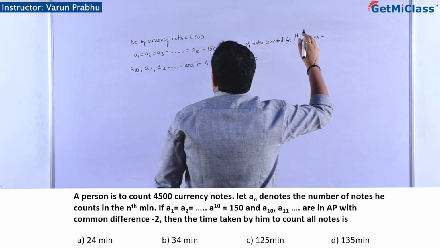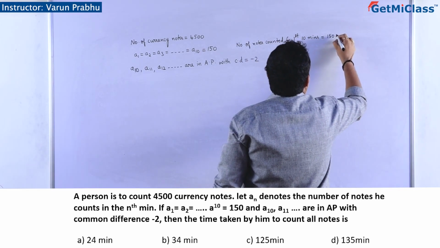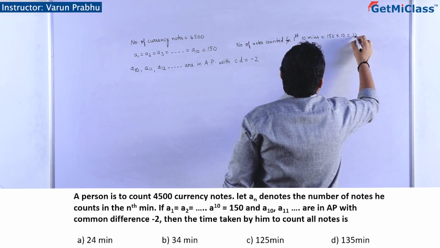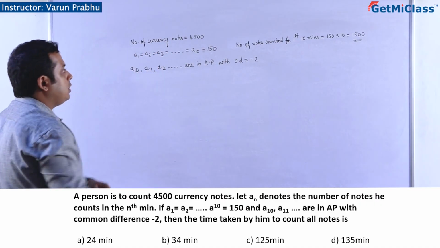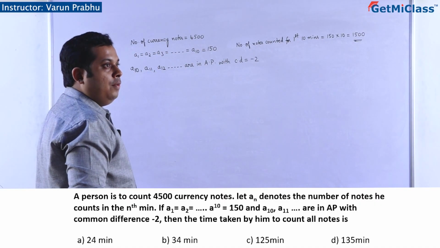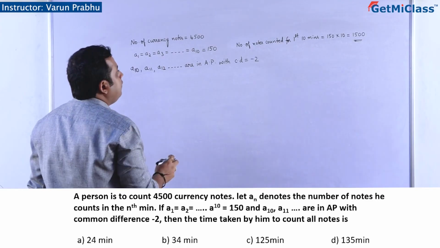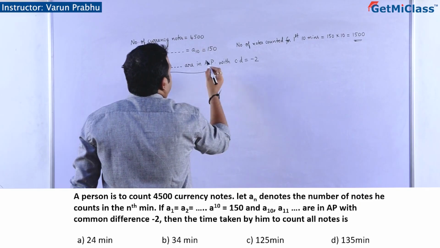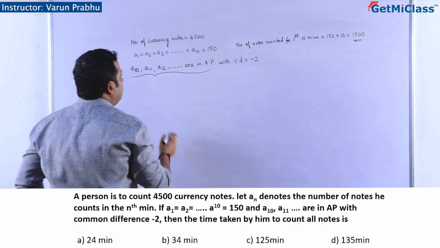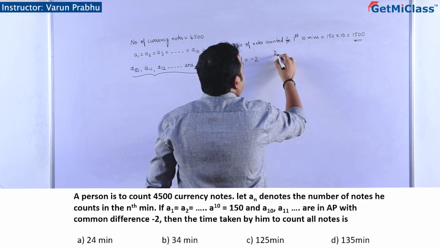for the first 10 minutes. That is equal to 150 into 10, that is equal to 1,500, correct? The number of notes counted for the first 10 minutes is 150 into 10, which is 1,500, correct? Now for the next part, which is in AP, the common difference is equal to -2.